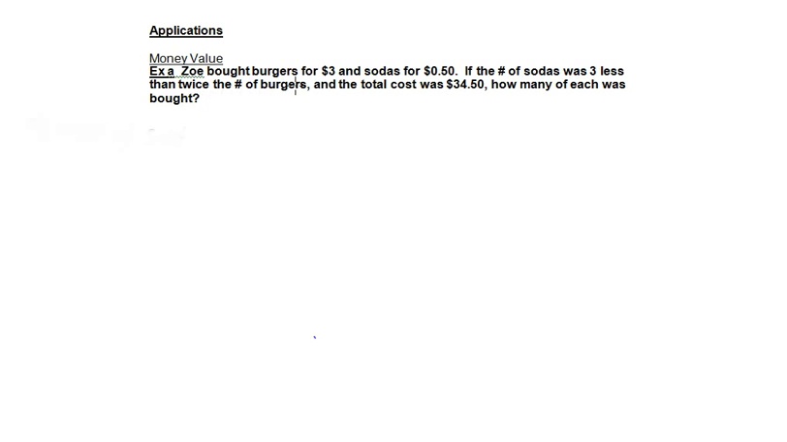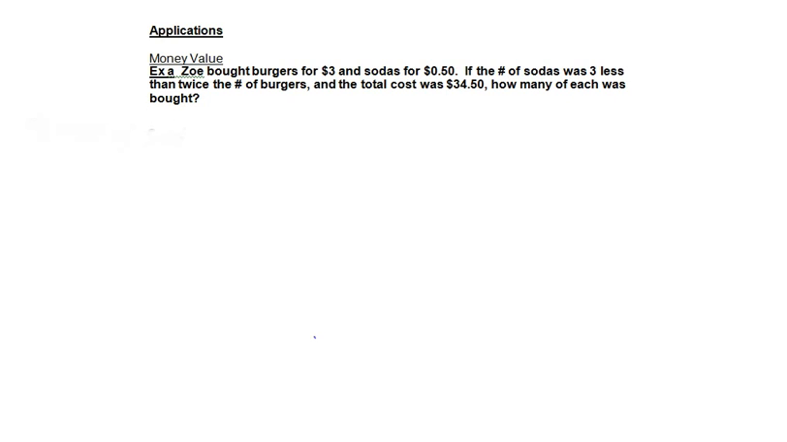It says that Zoe bought burgers for $3 and sodas for 50 cents. And that clues us into the quantities that we're going to be looking at, probably are related to burgers and sodas. And then the second sentence says the number of sodas was 3 less than twice the number of burgers, and the total cost was $34.50. How many of each was bought? So what we're looking for, how many of each was bought, means how many burgers and how many sodas.